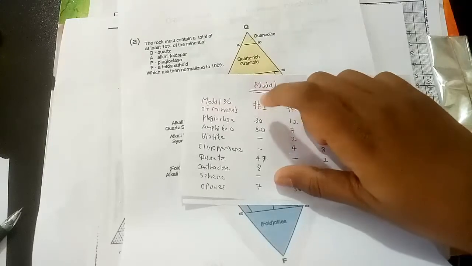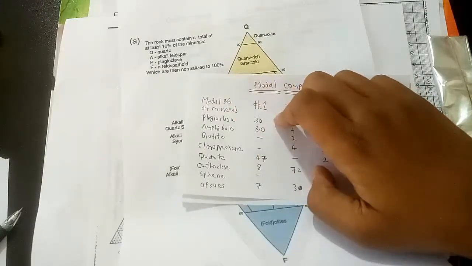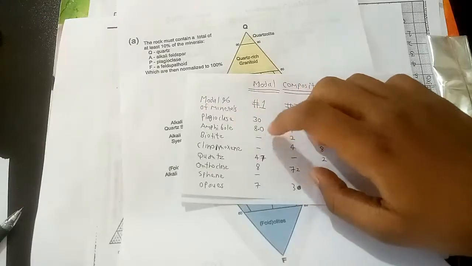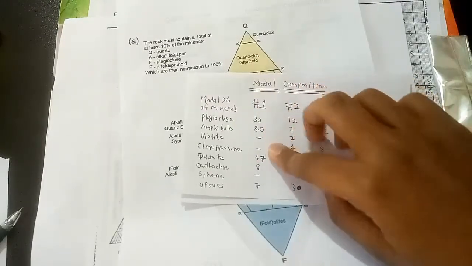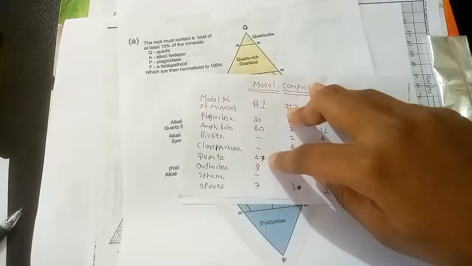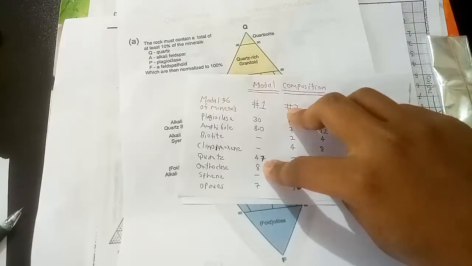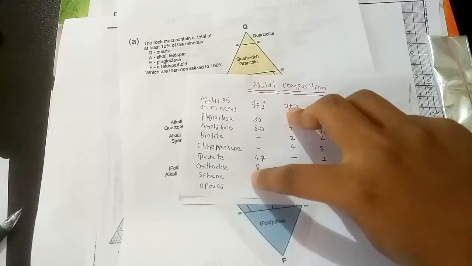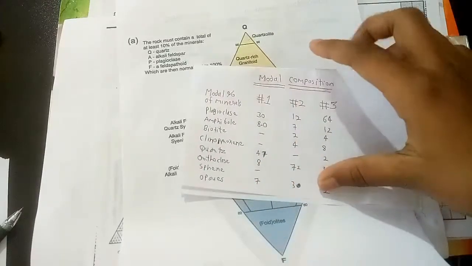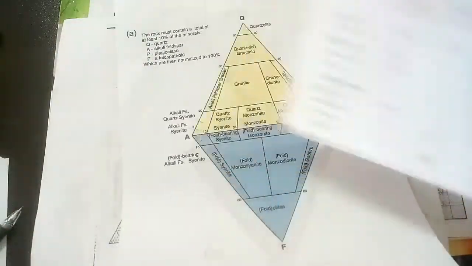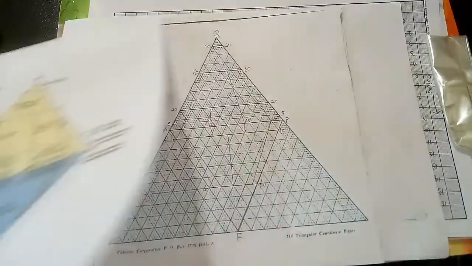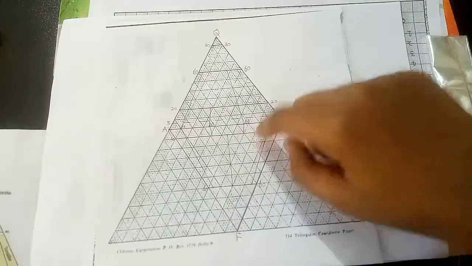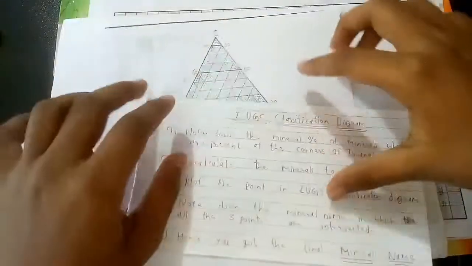In that rock sample, plagioclase is 30%, amphibole is 8%, biotite is not present, clinopyroxene is not present, quartz is 47%, orthoclase is 8%, sphene is not present, opaque is 7%. So you will be given a table in this form, or they will tell you the modal percentage of minerals, for IUGS classification. And now they will ask you to do the IUGS classification and tell which rock you got. So I will tell you the steps.